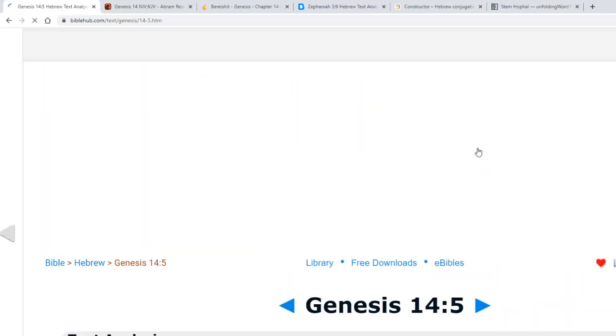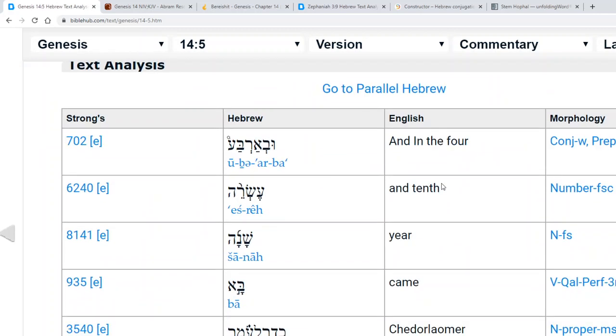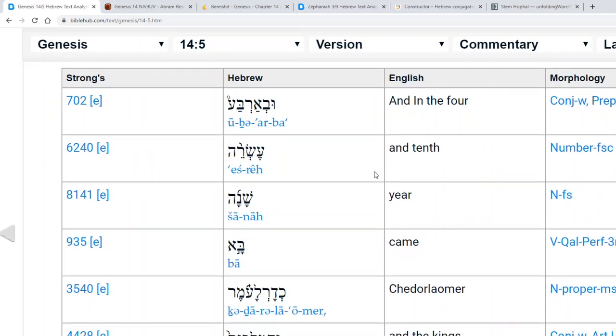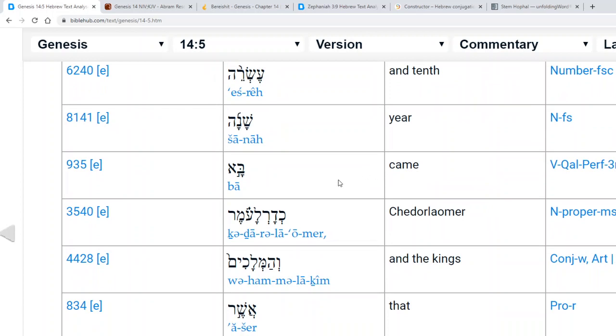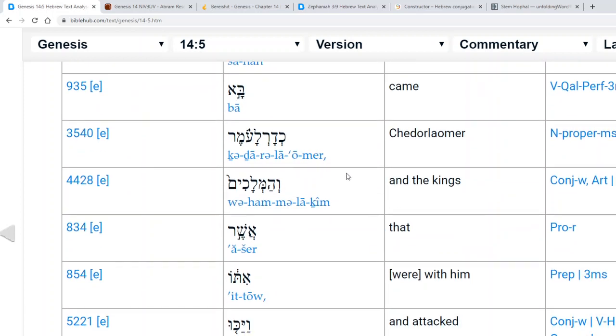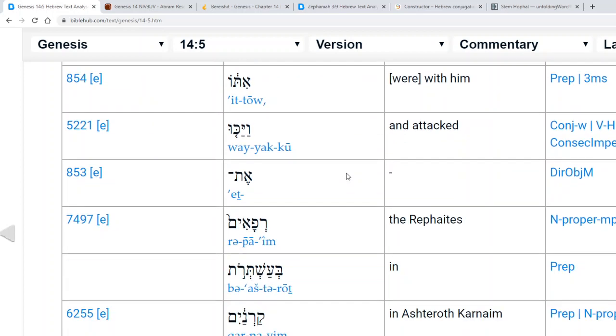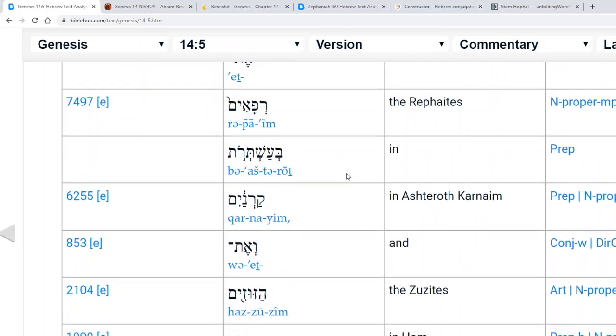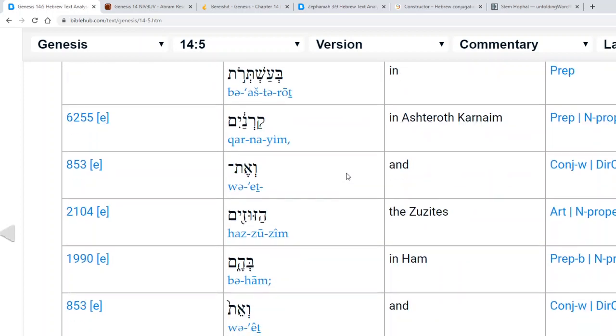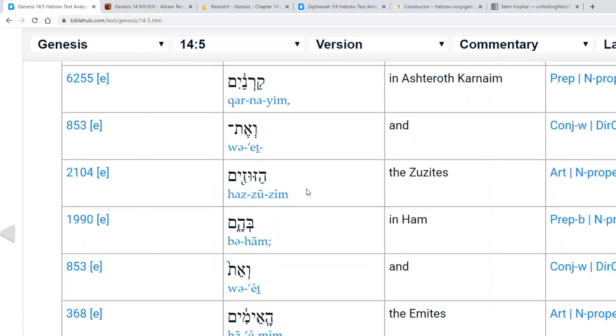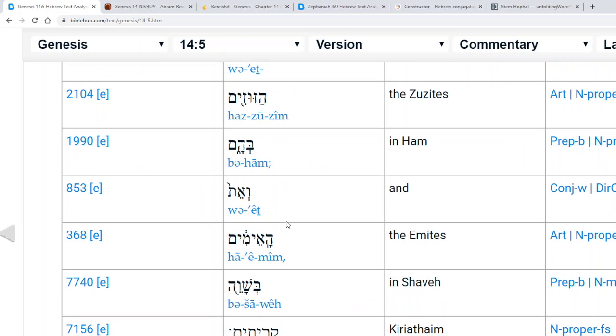Okay, next verse. Uva arba esre shana ba Kedorlaomer v'hamlachim asher ito v'yaku et Rephaim ba'ashtorot karnaim ve'et hazuzim beham ve'et ha'emim b'shaveh kiryatayim.